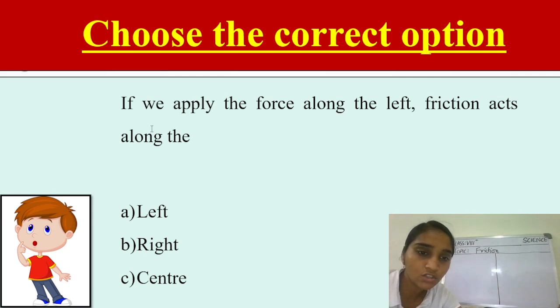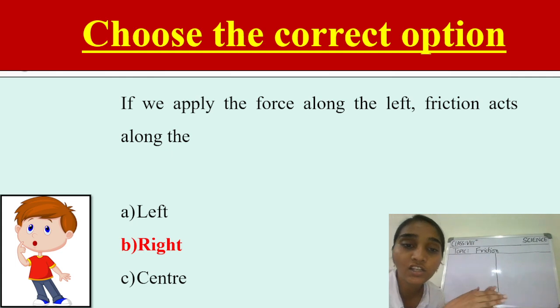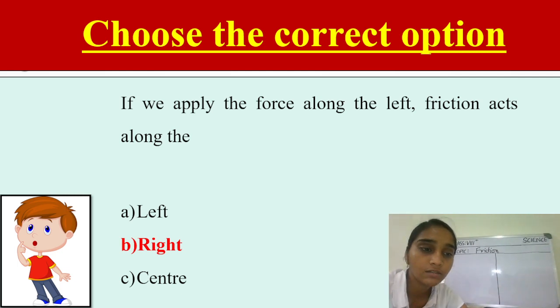Yes, very good, students. If you have given the answer as B, which is right, friction acts along the right. That is the correct option. Why? Because we always know that friction always opposes the motion of the object. The force we are applying is to the left, but friction will act along the right, which is the opposite of left. So in this way, option B is correct.